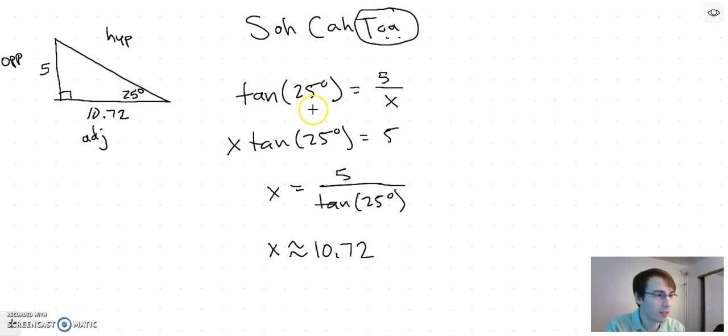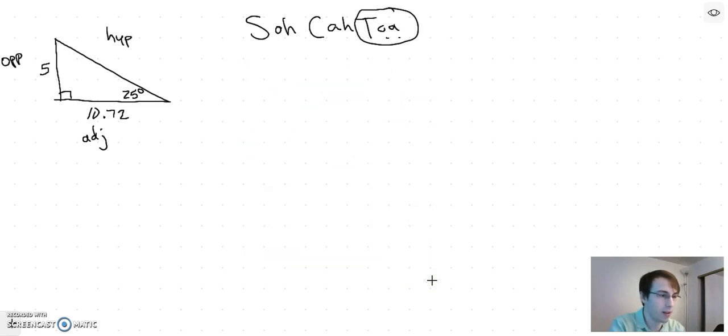Now, what if we wanted to find the hypotenuse of this triangle? Well, we could use the Pythagorean theorem because this is a right triangle and we know its two legs. So we could do that. Why don't we use that to check our answer, though? Let's do it with trig first, and then we'll use it to check our answer.